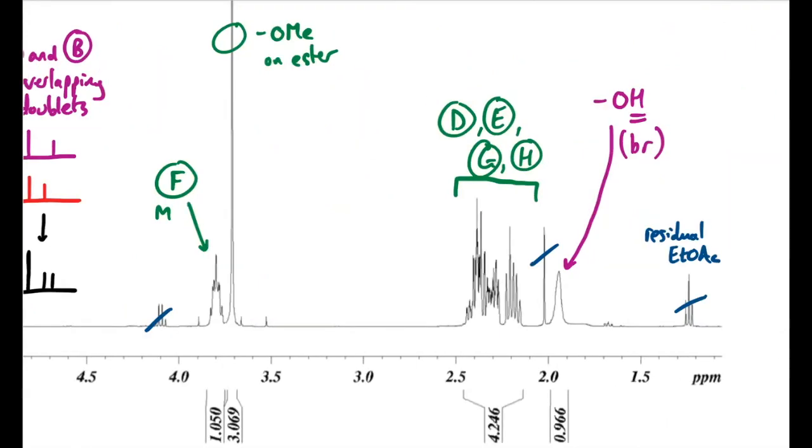And the same goes for D, E, G, and H. So although we could use them as part of a Mosher ester analysis, we're going to need to put some more work in, which I'm not going to propose we do in this video. But for example, you could use a COSY experiment to disentangle this. That's a two-dimensional NMR spectrum that emphasizes coupling relationships.